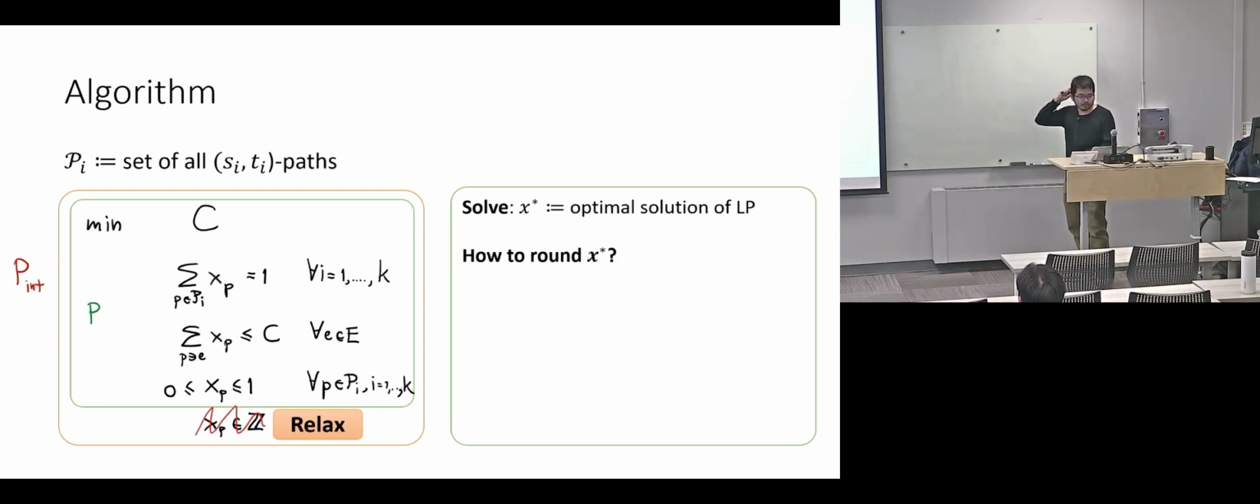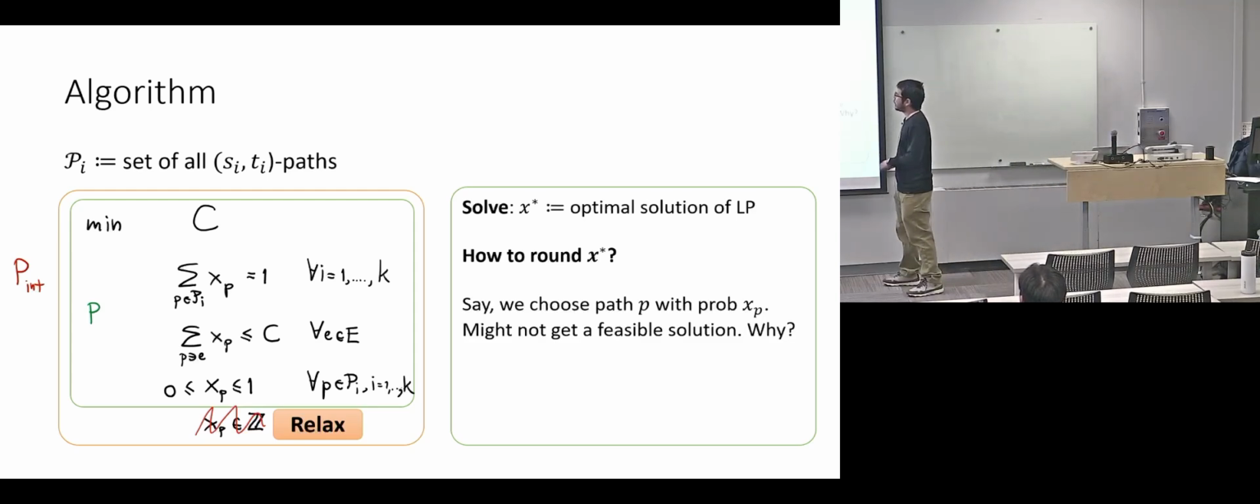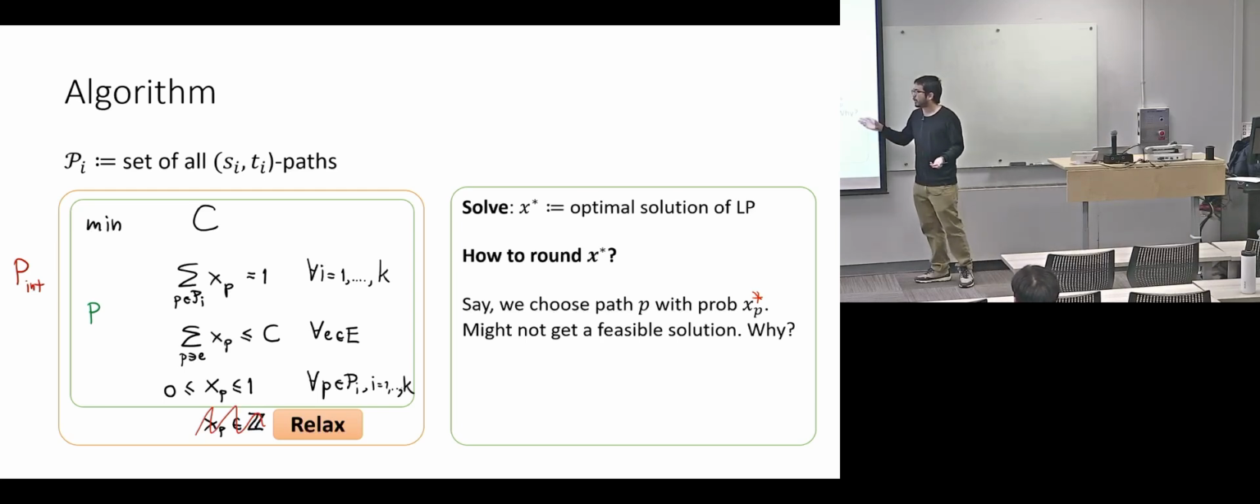How to route it? Let's say that a natural way again is just to choose a path P with probability x star P. It might not give me the feasible solution. This might not work. Why? Yeah, for the same reason as before.